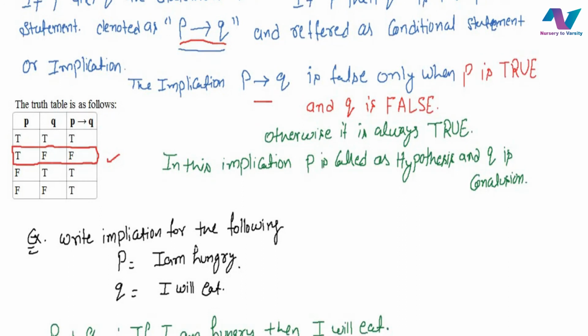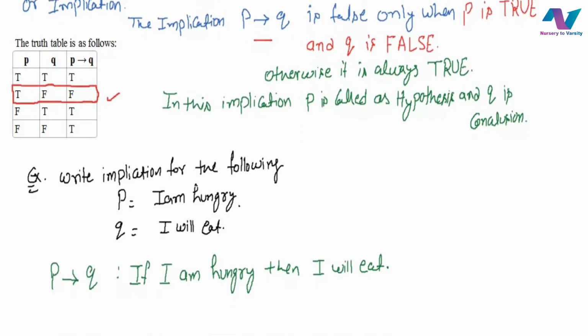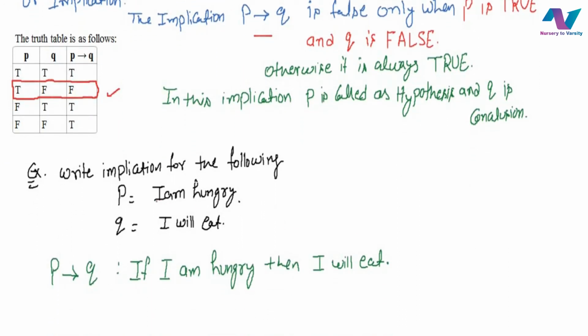For an example, we can write the implication for the following, where P denotes the statement "I am hungry" and Q denotes the statement "I will eat". So P implication Q we can write as: if I am hungry, then I will eat. So this is an example of implication.